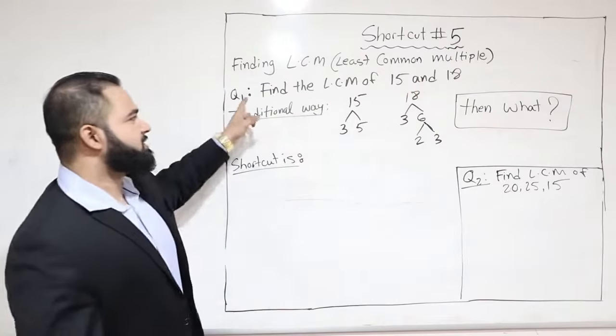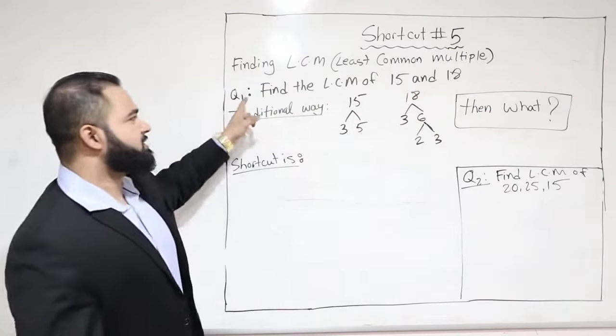So we can draw a cake, meaning draw a box. Let's start with the box, and let's put both numbers, 15 and 18, in the box using a comma: 15, comma, 18. Now let's divide by any prime number. The smallest and the only even prime number is 2. So let's divide by 2.